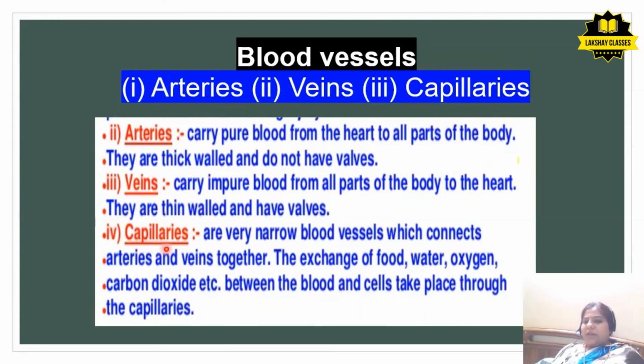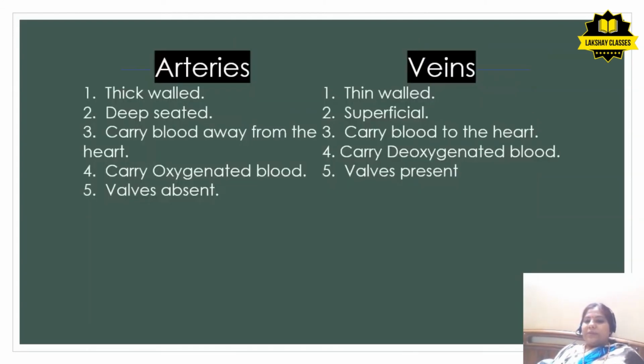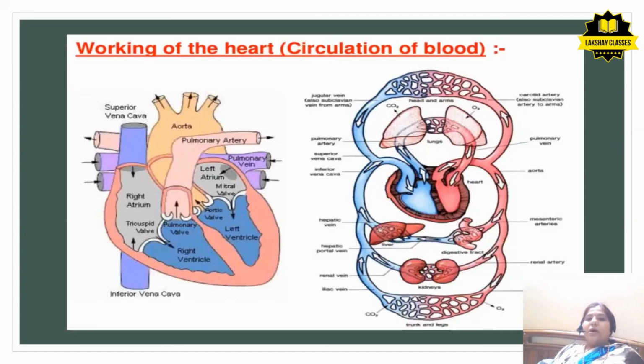Capillaries are very narrow blood vessels forming a network between the arteries and veins, and they help in the exchange of food, water, oxygen and carbon dioxide between them. Next major component of our circulatory system is the heart. The heart is the pumping organ in our body, and this is a typical human heart.